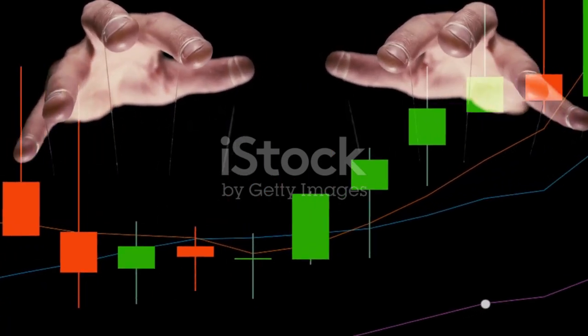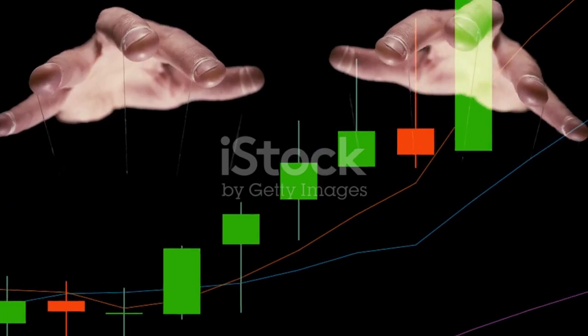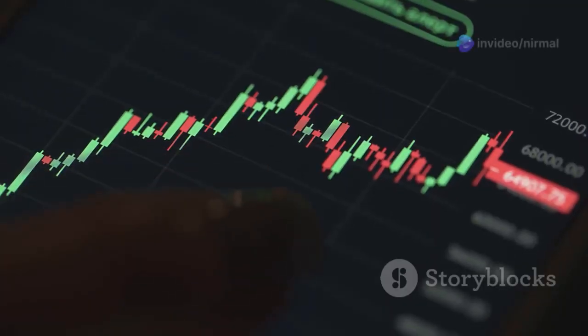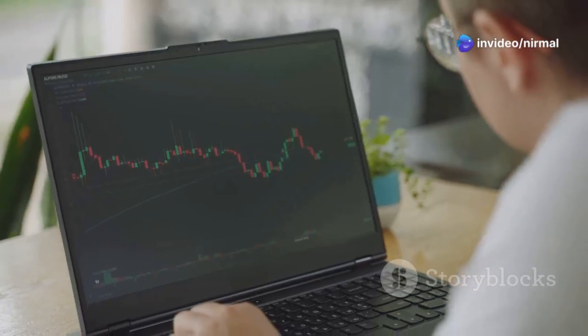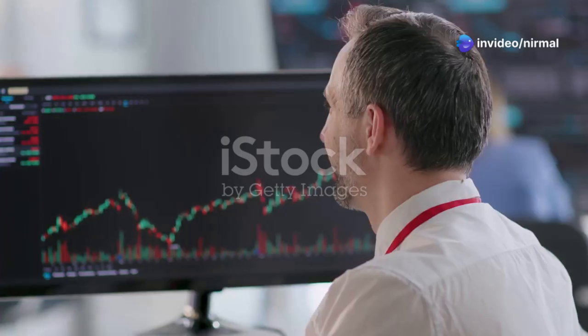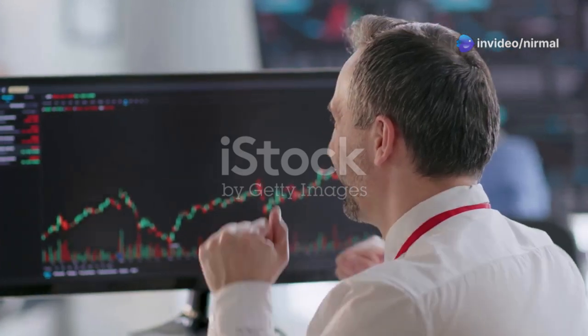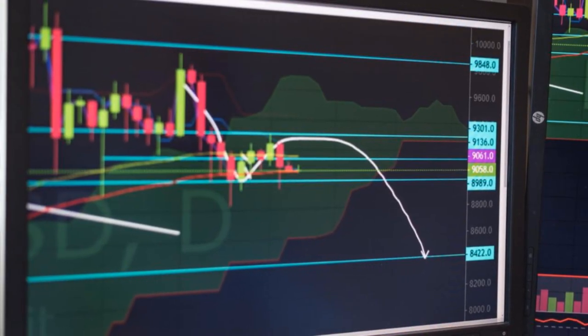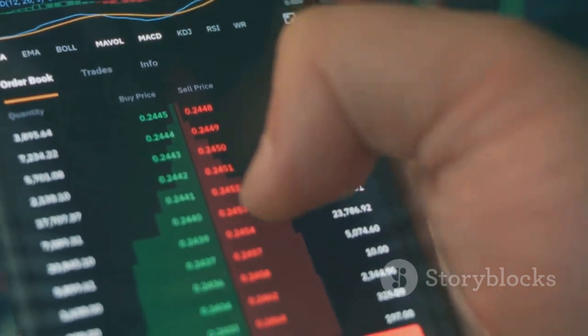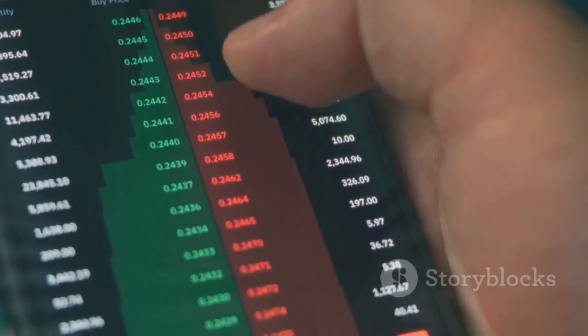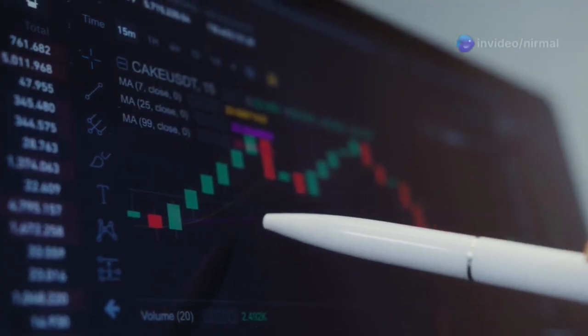Support is the price level where buying pressure is strong enough to stop a downtrend. Imagine it as a floor for the price. At support, demand outweighs supply. Sellers are hesitant, buyers see value. This creates a price floor, preventing further decline. Several factors can create support levels: previous lows, psychological levels like round numbers, or even trend lines.